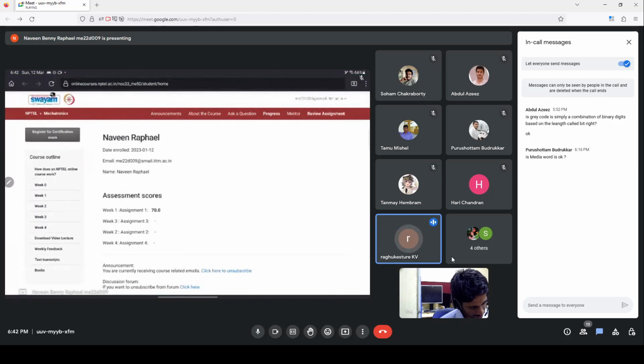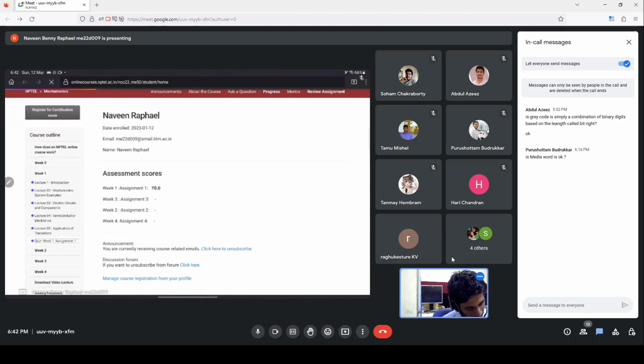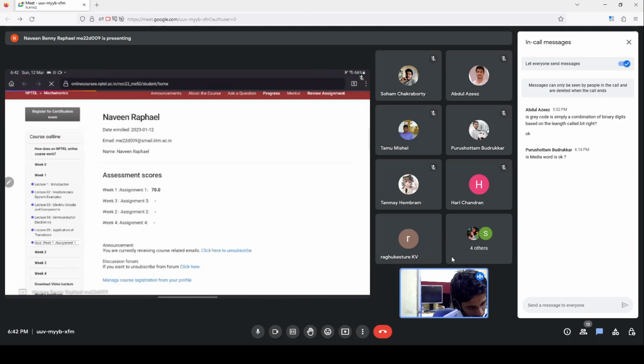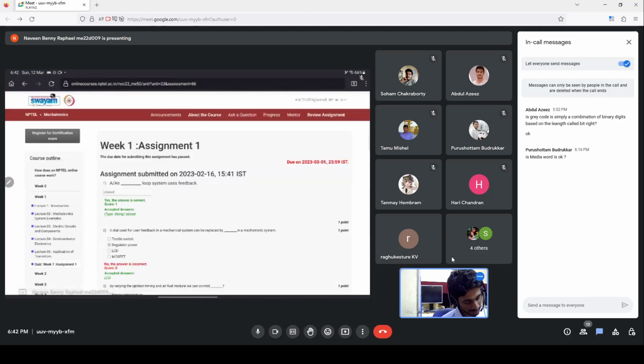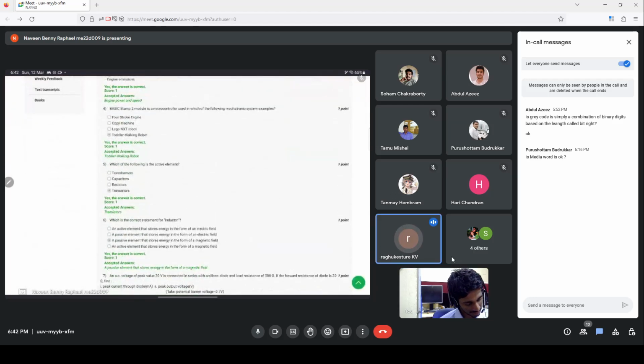It is showing the same for me as well. I just wanted to see which questions I got wrong. Then I just go here, right? Click week one and then go to the thing, but that is not highlighting for me actually.